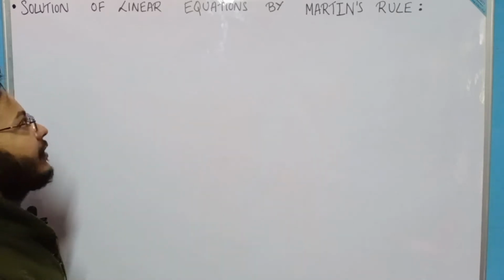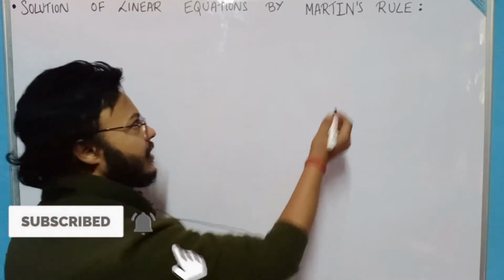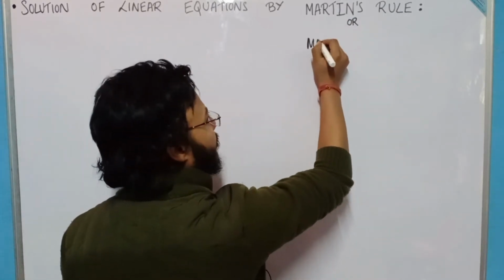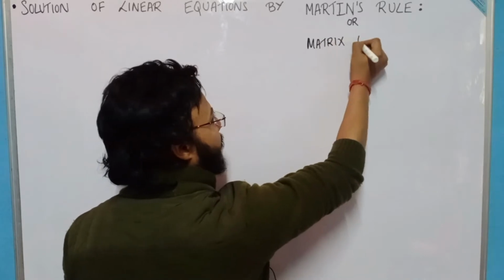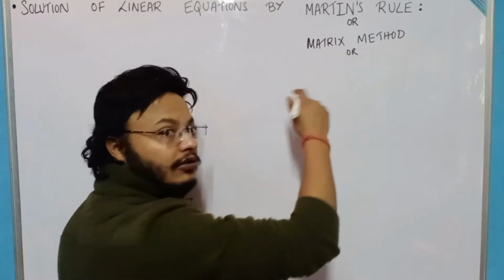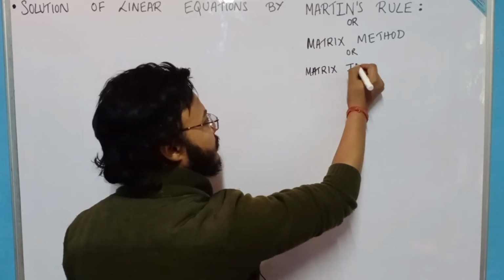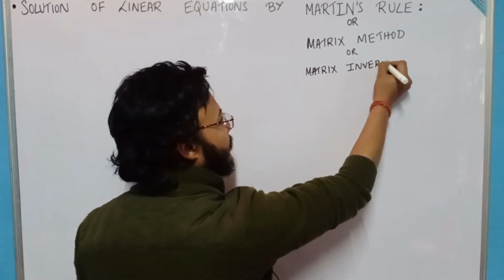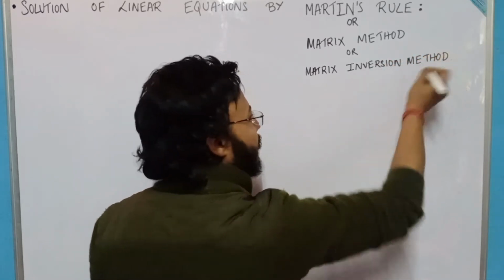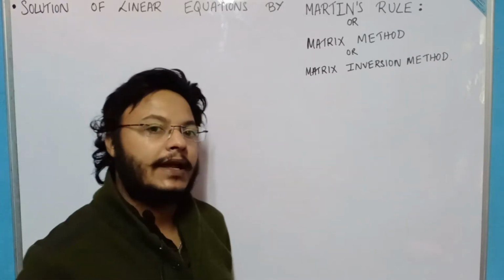So what you can see here is the solution of linear equation by Martin's rule. Okay, so don't get confused in exam. Martin's rule is also known as the matrix method, and it is also called the matrix inversion method. Okay, so hope you're clear with this. So Martin's rule is also known as matrix method, and also it is called matrix inversion method.